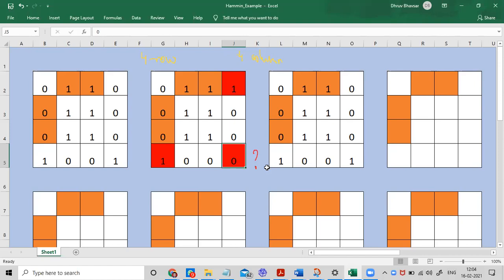The 0 in the second row would change to 1, right? Because it will become odd with this change. So that means this was wrong, no? Yeah. So are you getting my point? That we can approach the problem like this.